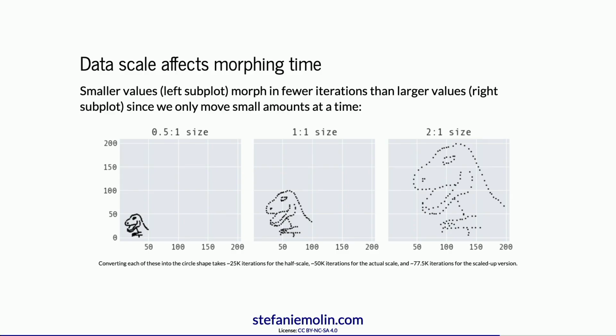The next thing is that the scale of the data affects the morphing time. If we look here at the data of the dinosaur in the middle, this is the size that we've been looking at before, and this takes about 50,000 iterations to convert satisfactorily to a circle. If we scale this down to half size, this takes about 25,000 iterations, and up to double size, about 78,000 iterations. This is because we're moving small amounts at each iteration. If you try to increase this number, the algorithm gets stuck, so it's not just a matter of flipping that.